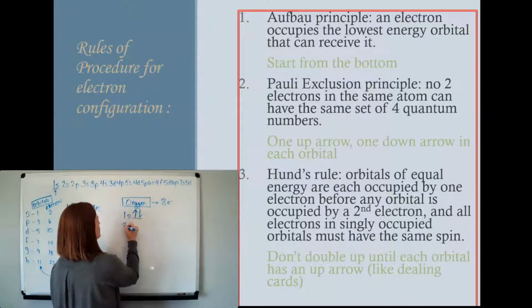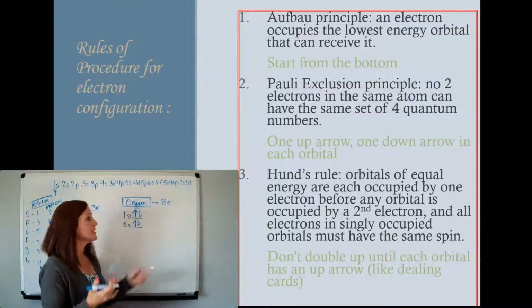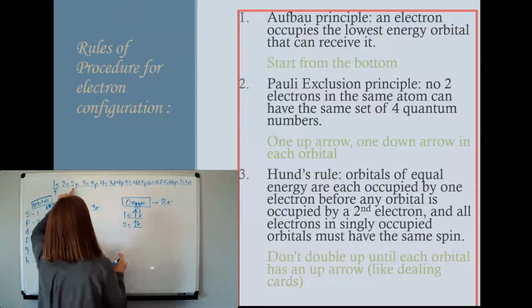The next one is 2s. Because it's s, I do 1 underline and I put my 2 arrows in it. So far that's 4 electrons. I need to keep going till I get to 8 electrons. So what comes after 2s?